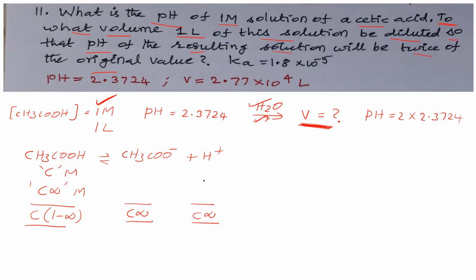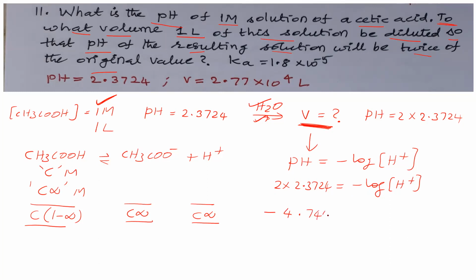Now we know the pH of this resultant solution. pH is equal to minus log of H plus concentration. So we substitute 2 into 2.3724 equal to minus log of H plus concentration. Now we can find the H plus concentration. We write it on this side as minus 4.7448 is equal to log of H plus.